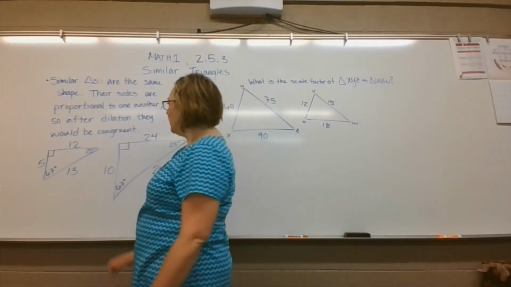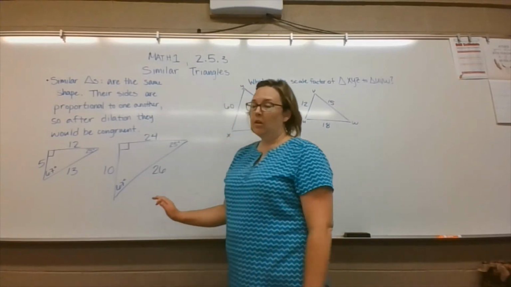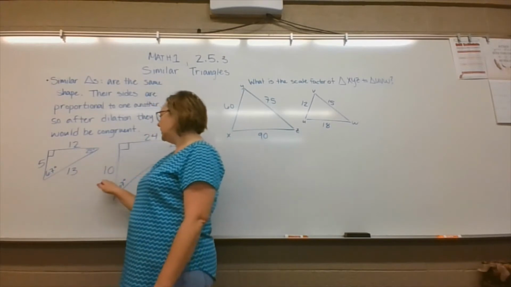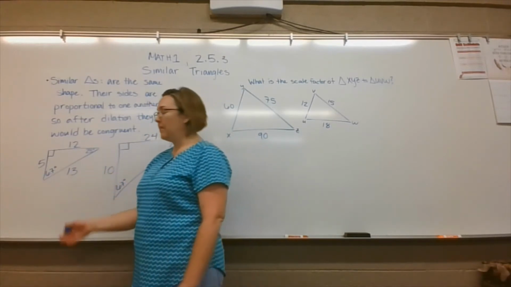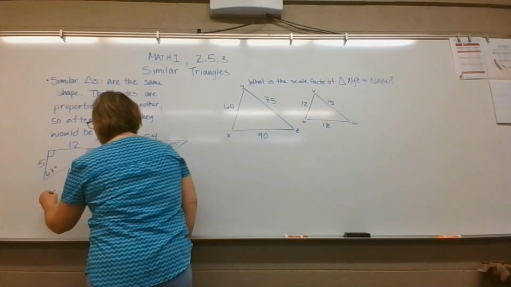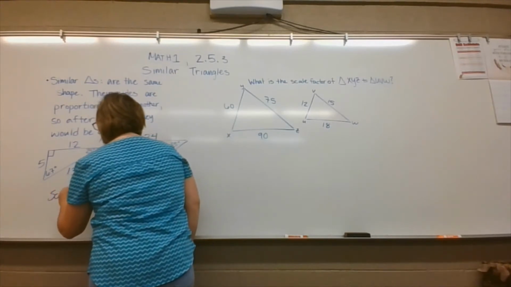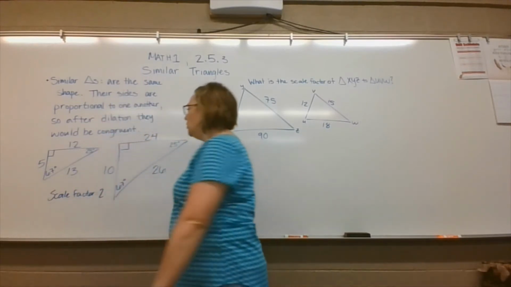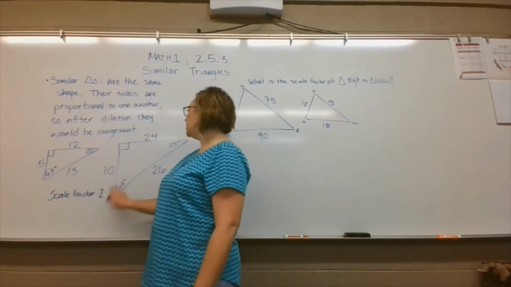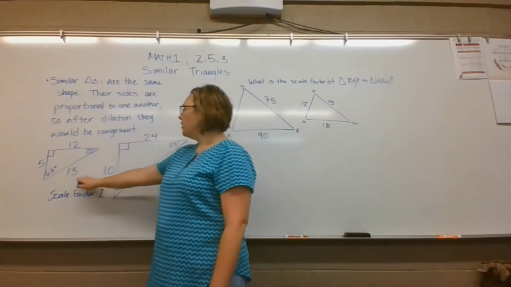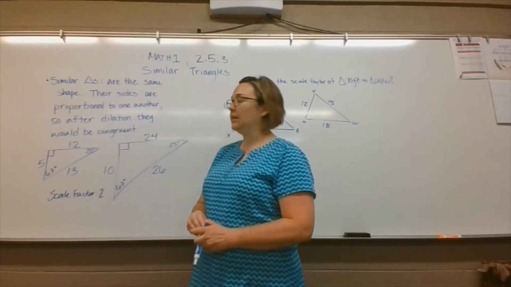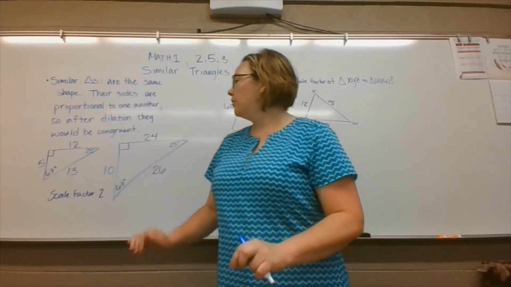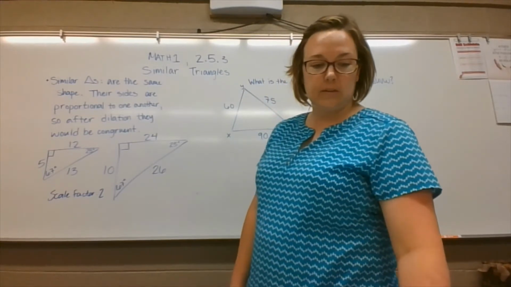And we also can find our scale factor. So from 5 to 10, what do we multiply 5 by to get 10? We multiply it by 2. So our scale factor is 2, and you can check that with the others. 12 times 2 is 24. 13 times 2 is 26. Okay, so that kind of shows you how a scale factor works. All three angles are the same, but they are simply similar.